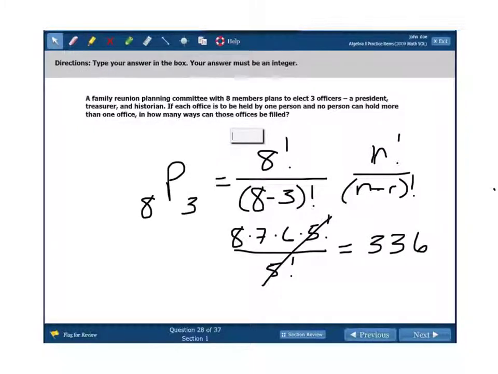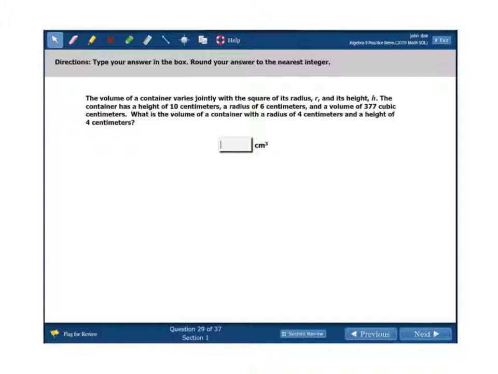Moving right along. Type your answer in the box again. Another TEI.